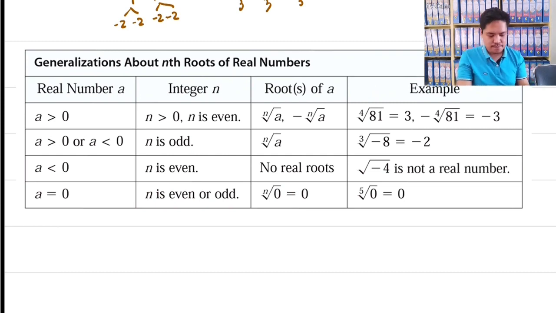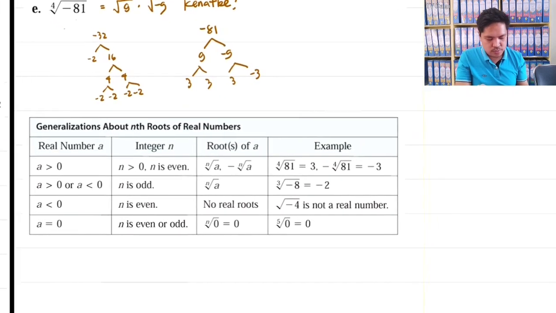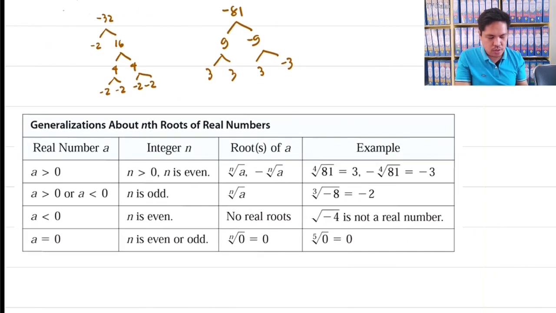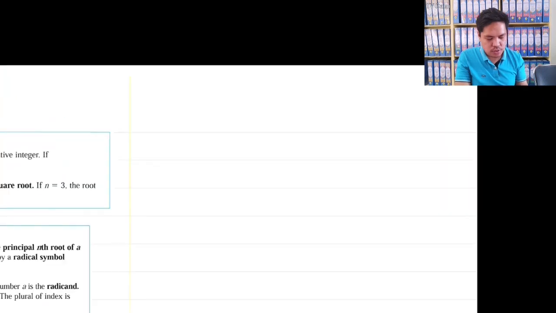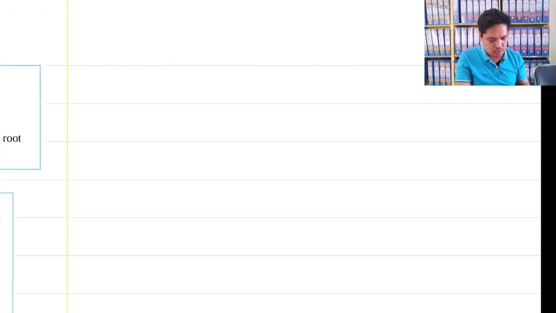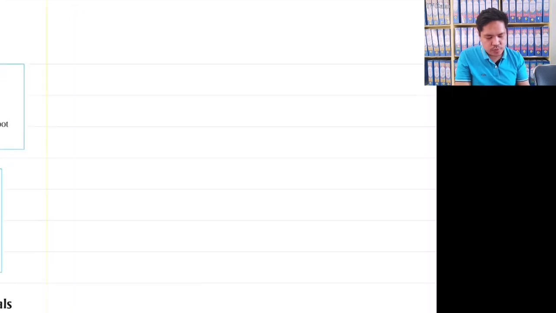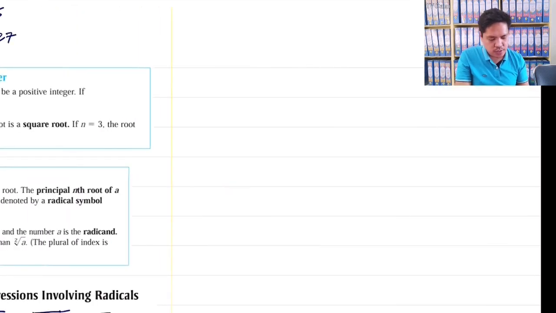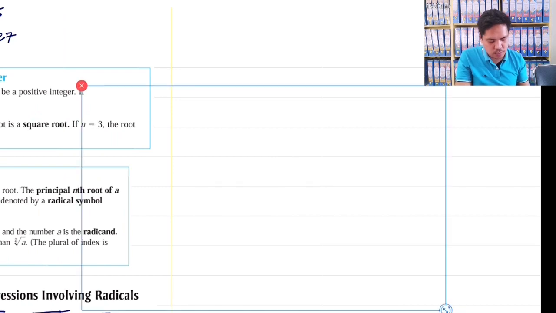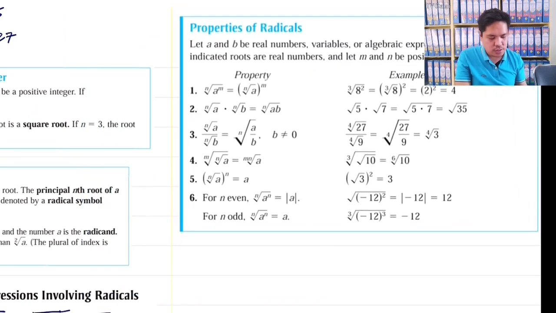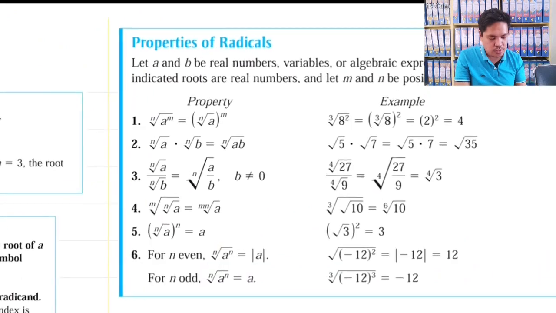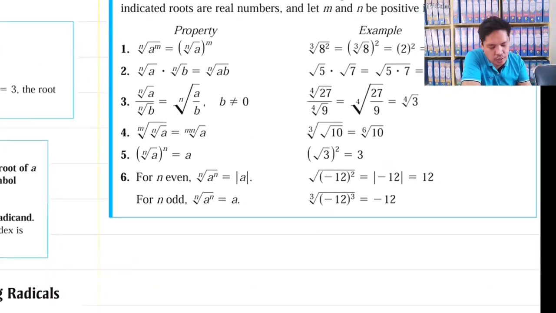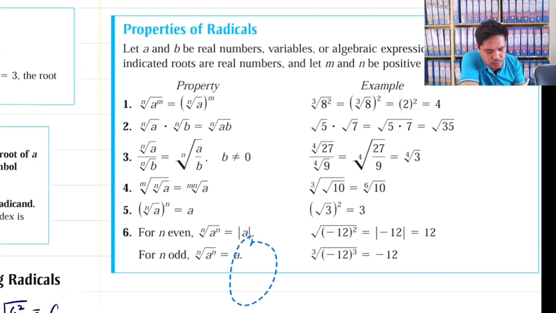Okay? So, pwede nyo siyang tandaan. Or, pwede naman, upon solving some problems, encounter that, you just apply. No need to memorize. Okay, so let's proceed to the properties of radicals. The properties of radicals are just similar to the properties of exponents because actually radicals are also exponents. Radicals are actually fractional exponents. So tingnan natin dito.